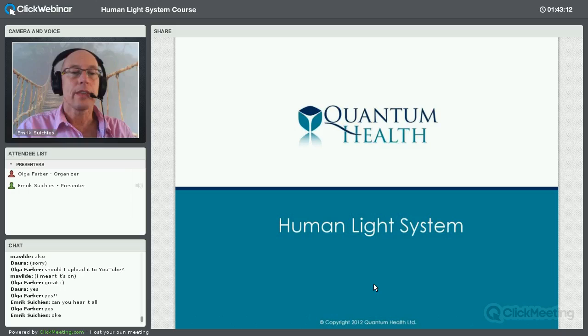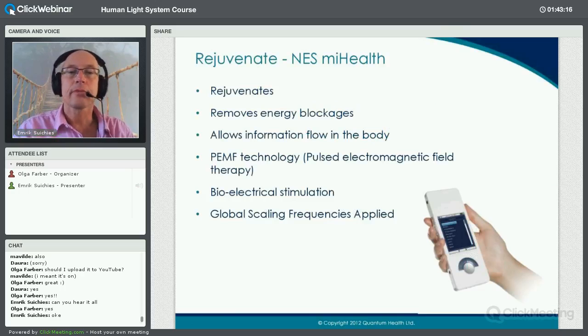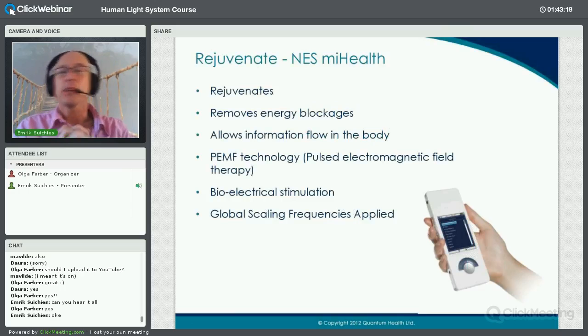and I want to start with the human light system, part 2, and talk a bit more about what Mihealth does. It rejuvenates. What it does is it removes the energy blockages. And what you already saw in the picture, it allows the information to flow into the human body again.